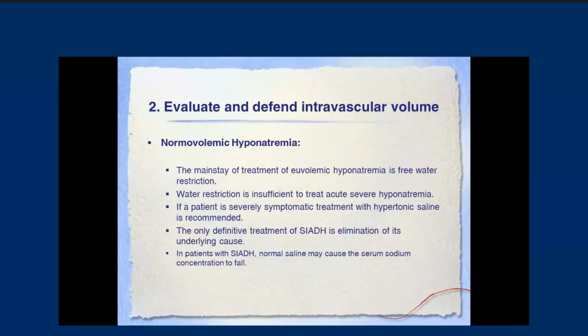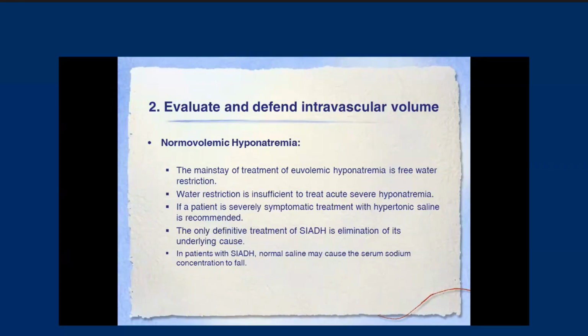So when we say free water restriction, we need to restrict free water to less than the urine output. So the patient should have a negative balance. The intake should be less than the urine output. But we usually target free fluid restriction of less than 800 ml per day. But if the patient is severely symptomatic, water restriction alone can't reverse the symptoms, and the patient needs to be treated with 3% saline.